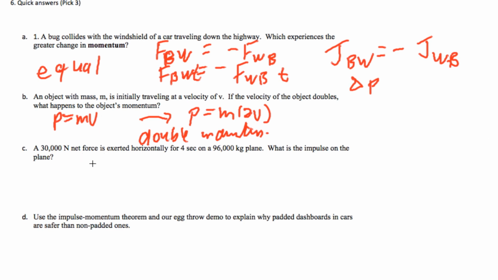Then, 30,000 Newton net force exerted horizontally for 4 seconds on a 96,000 kilogram airplane. What is the impulse on the plane? J equals Ft. So that is going to be 120,000 Newton seconds.